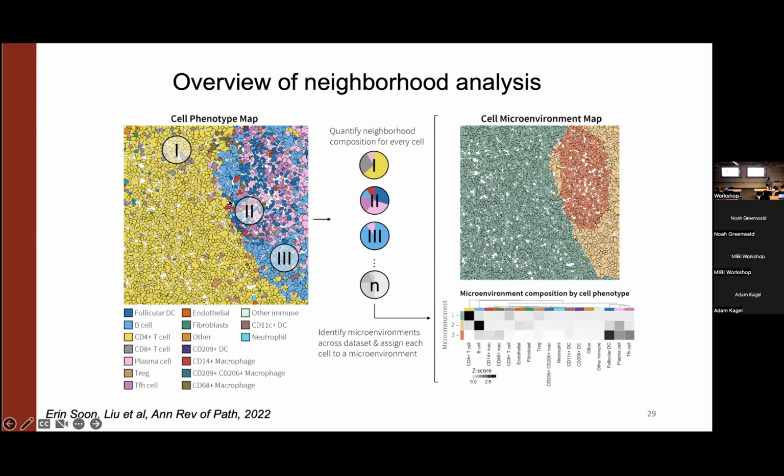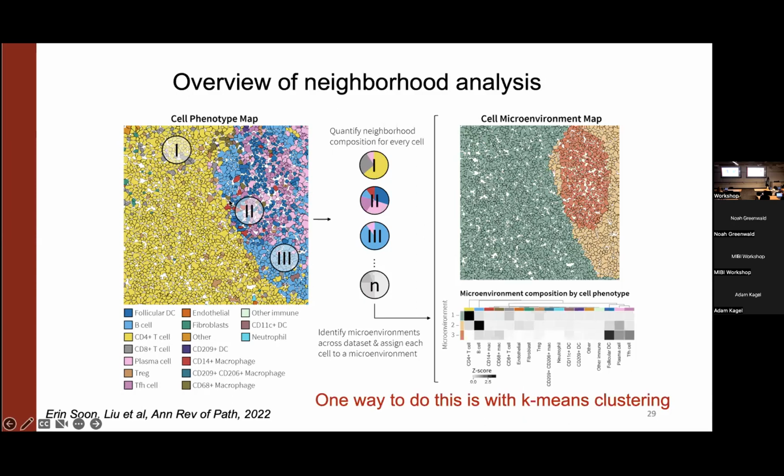This green microenvironment is the T cell zone. If we look on the heat map, it's defined by the CD4 T cells. This light orange one is the B cell zone, made of B cells, and the germinal center is largely defined by FDCs. So this is a very simple example of the kind of microenvironments you could expect to see in a lymph node.